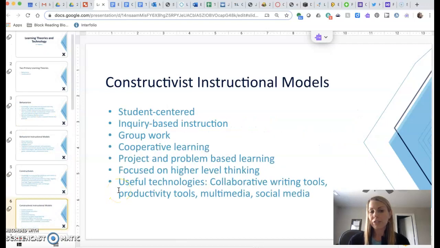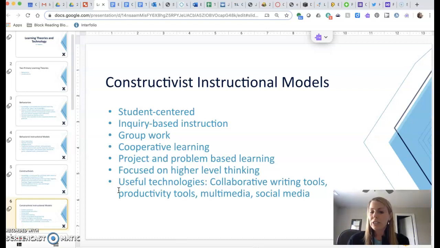Some constructivist instructional models are student-centered. It's about group work and cooperative learning. Inquiry-based instruction is pursuing a question and trying to figure out the answer and the learning that occurs that way. Project and problem-based learning, again, it's around creating something and the knowledge that comes with that, or figuring out something and the knowledge that comes along with that. So it's really focused on higher level thinking.